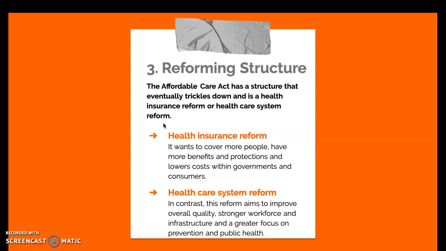Next, we have the reforming structure. The Affordable Care Act has a structure that eventually trickles down and is a health insurance reform, a health care system reform, or both. So the health insurance reform wants to cover more people and have more benefits and protections and lower costs for governments and consumers. According to the American Public Health Association, it also aims to reform the healthcare system. In contrast, that reform aims to improve overall quality, a stronger workforce and infrastructure, and a greater focus on prevention and public health.